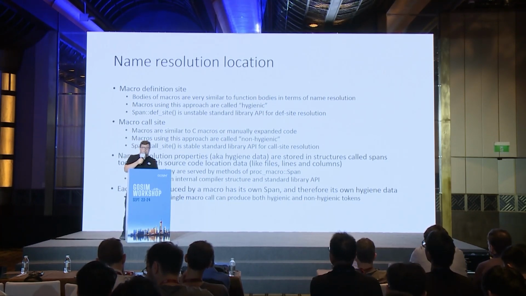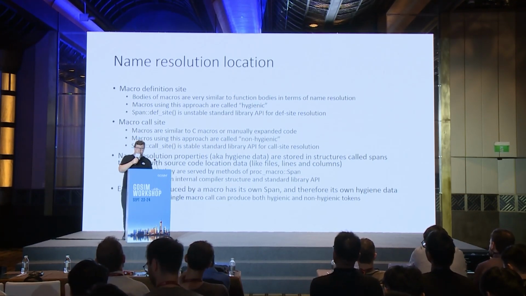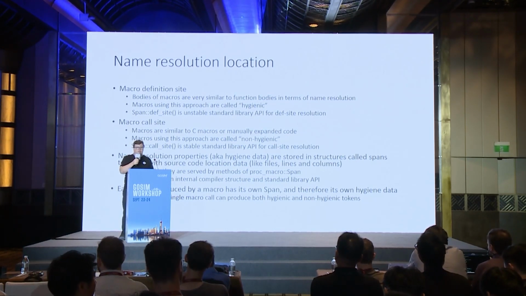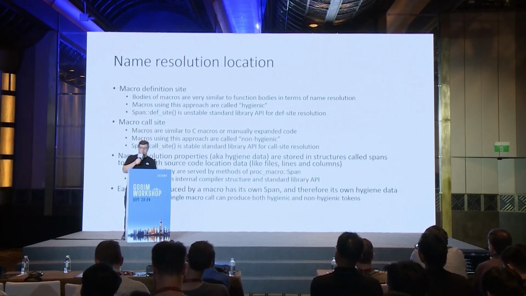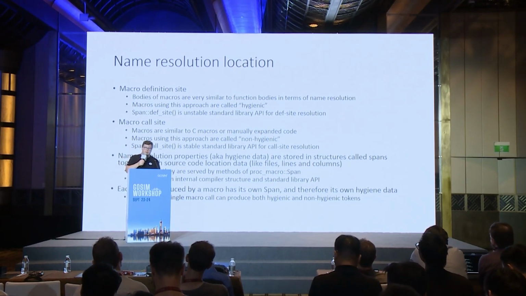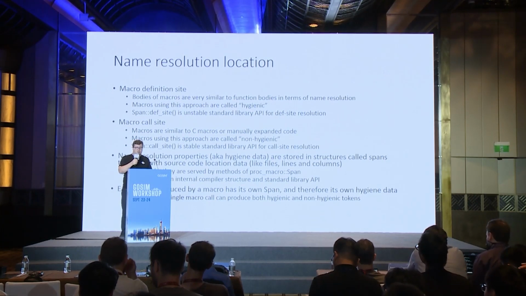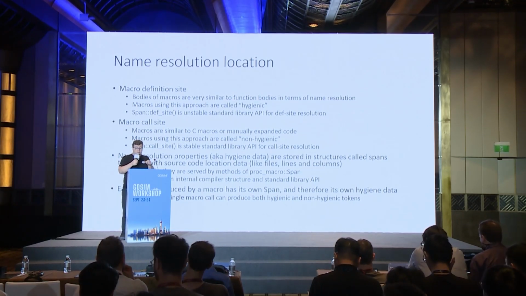In rustc and in Rust in general, these name resolution properties, also called hygiene data, are attached to spans together with code location properties like line, column or file of the piece of code. They are combined into a single structure called span. This span is an internal structure in the compiler, and it is also a public stable API in the standard library, namely in the proc macro library, which is the API for procedural macros.